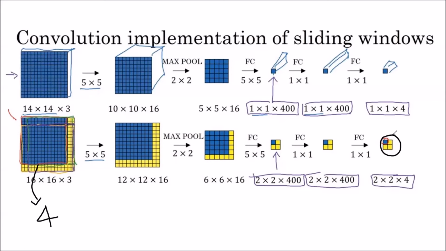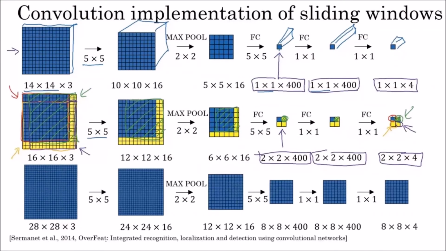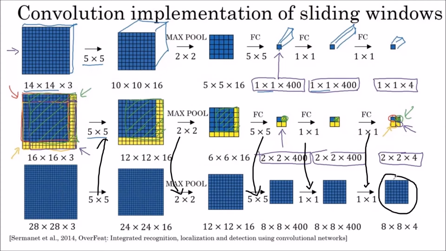Now we want to implement this on a little bigger image. This time we have considered a little bigger image, 28 by 28 by 3. After the application of the same filters, 5 by 5, 2 by 2, 1 by 1, and 1 by 1, we finally got 8 by 8 by 4. The final output is 8 by 8, and we have four such channels.